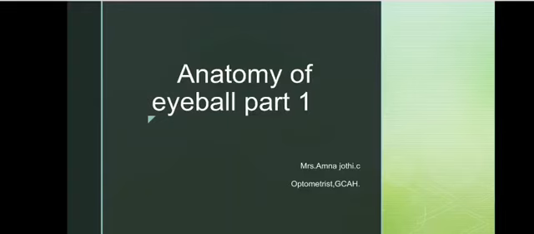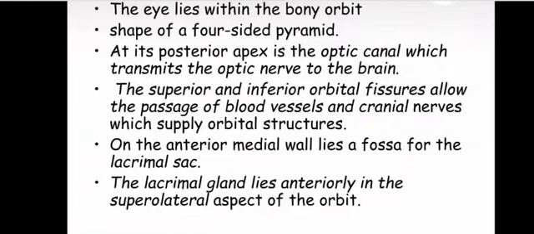Today I am going to discuss the topic of anatomy of the eyeball, part 1. The eyeball, which lies in the bony orbit, is the shape of a four-sided pyramid. At its posterior apex is the optic canal, which transmits the optic nerve into the brain. Superior and inferior orbital fissures allow the passage of the blood vessels and cranial nerves which supply the orbital structures.